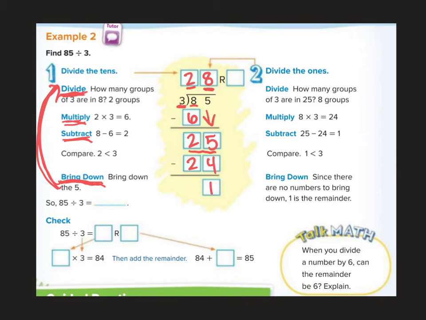Bring it on down. Oh, I cannot bring anything else down, right? I already brought down my 5. There's nothing else over here. I am done. I don't need to bring it on down because there's nothing to bring down. So that just means that my remainder is 1.